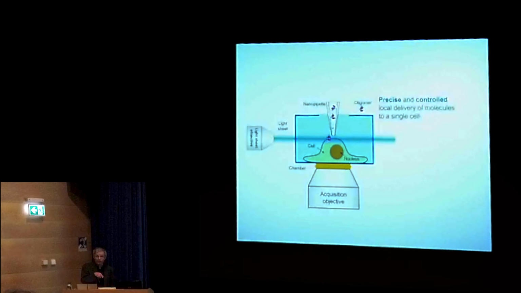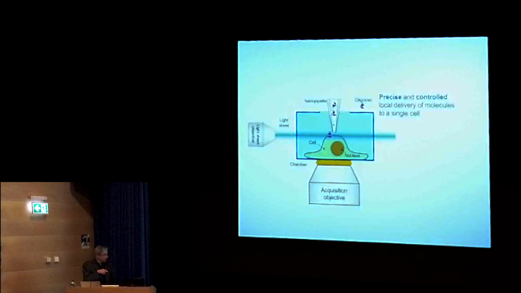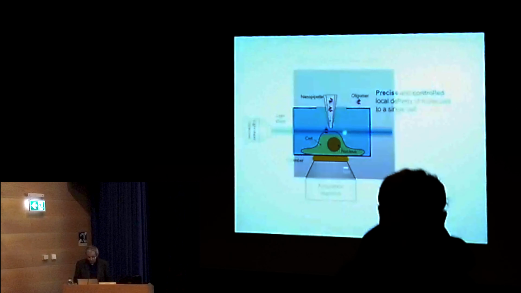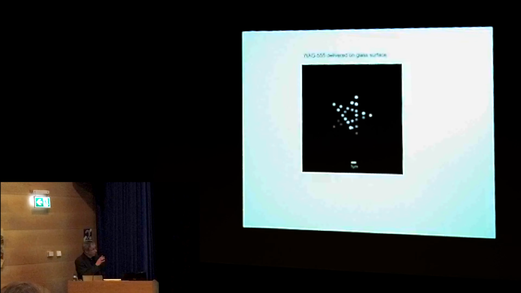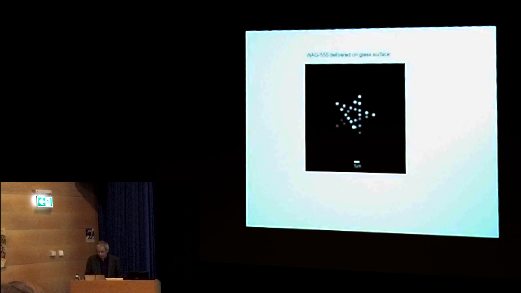We've got this very fine pipette. The computer just applies pulses of pressure, and we can shoot them out in the right patterns. So here we are. Each spot is about a micron. This is real time. We can deliver molecules onto a glass surface. And now we're going to deliver them onto a cell surface.